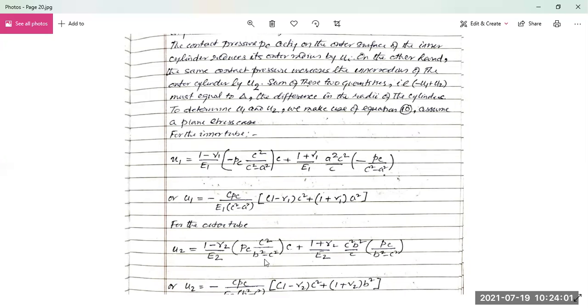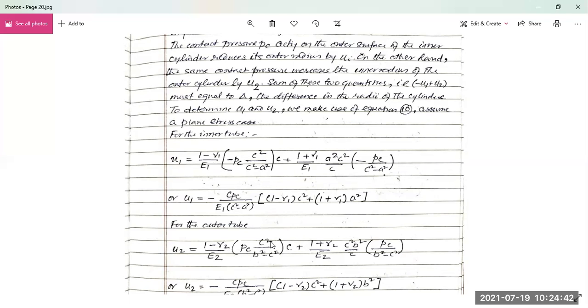C is the outer radius, PC is the pressure on the outside surface, E1 is Young's modulus, and A is the inner radius of the inner cylinder, with 1 minus Poisson's ratio times the outer radius squared and 1 plus Poisson's ratio times the inner radius squared. For the outer tube, we follow the same process, but E2 and the Poisson's ratio are different, since they are of two different materials, otherwise the same. And PC here is creating a tensile force, so it is positive.